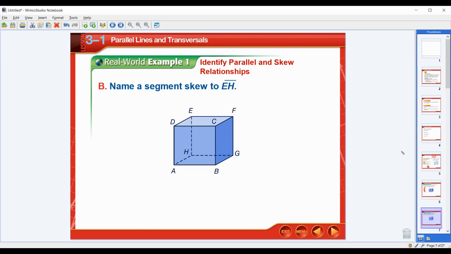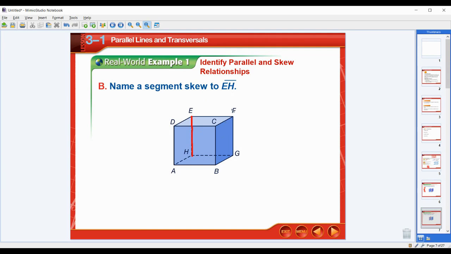Next one here, naming some skew segments. Skew segments are lines that will never intersect and are non-coplanar. The big thing we need to remember here again is that for our segment EH, any segment that has an H or an E in it would not work for this question, because anytime it includes either of those letters, that would mean they are intersecting.